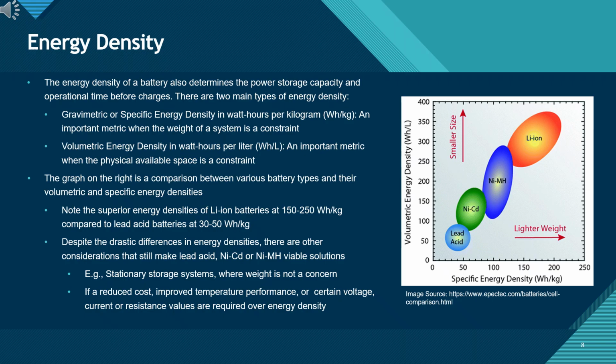But even with lower energy density, those older batteries still have their place, especially in stationary systems or applications where weight isn't the priority, or where cost, temperature tolerance, or specific electrical characteristics matter more than packing in the most energy. So overall, this slide highlights why Li-ion became the preferred choice for modern mobile and electric applications.